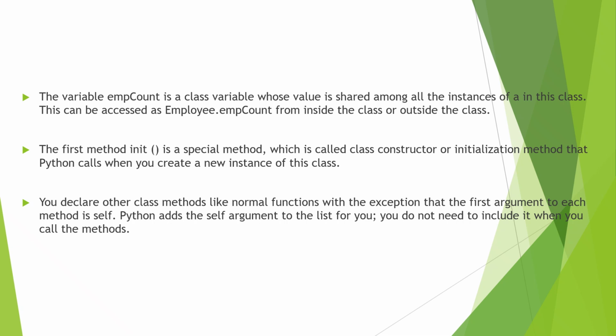So the first method, init, is called automatically when a new object is created. It initializes the object's attributes. Then other methods are defined like regular functions but with self as the first argument. Self is added by Python automatically. You don't need to provide it when calling the method.